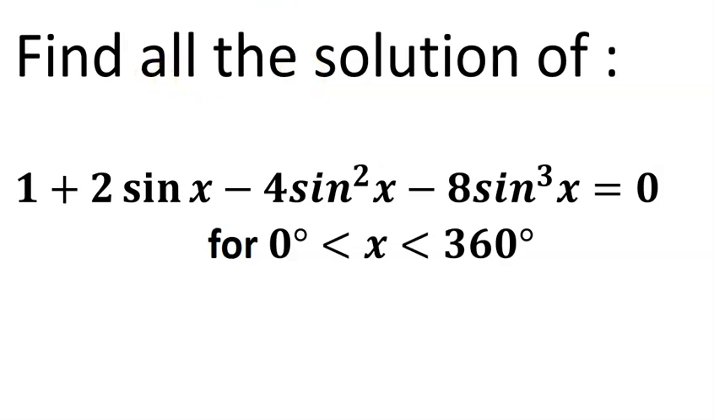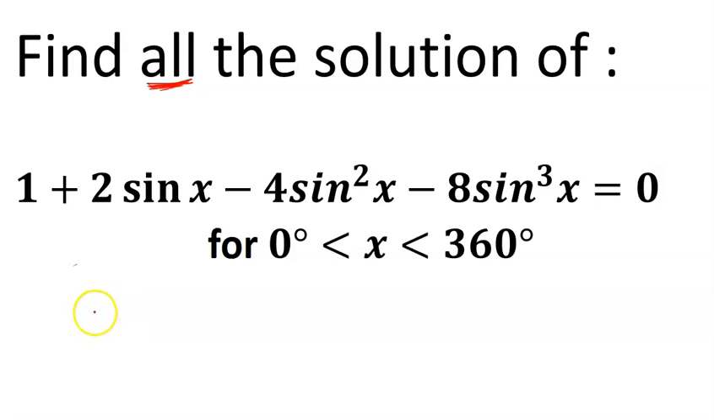In this video, we are to find all the solutions of 1 plus 2 sine x minus 4 sine squared x minus 8 sine cubed x is equal to 0, for the range of x greater than 0 but less than 360. Okay, let's see how we are going to do this one.